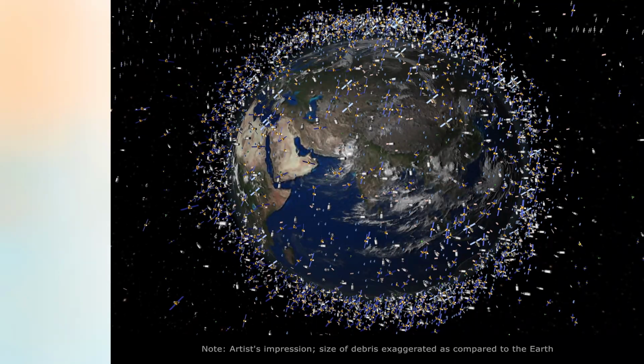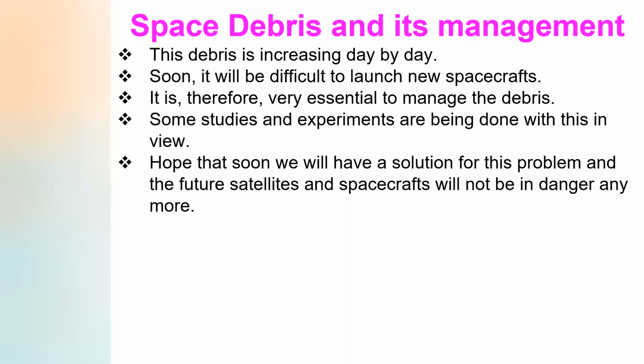So the management of this debris also has to be taken up, that is, how to manage this debris. See, this debris is increasing day by day. Soon it will be difficult to launch new spacecraft. If there is much more debris in space, it will become very difficult to launch new spacecraft. It is therefore very essential to manage the debris.